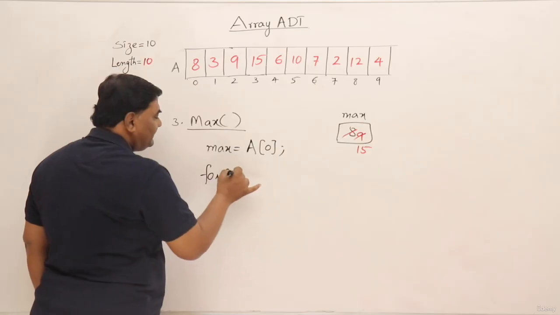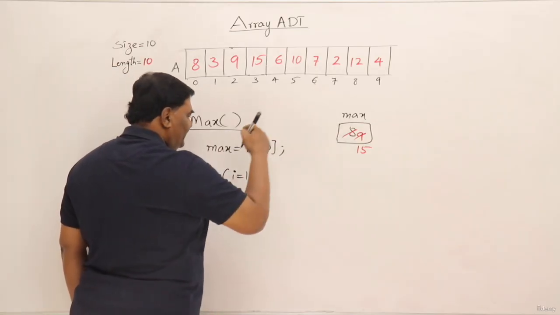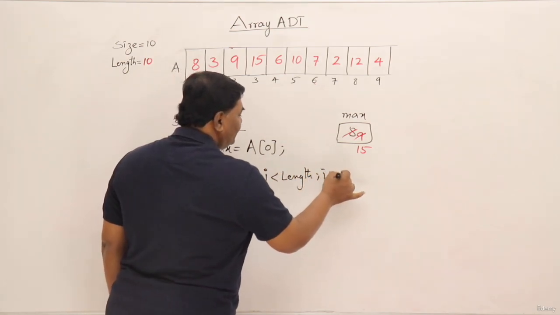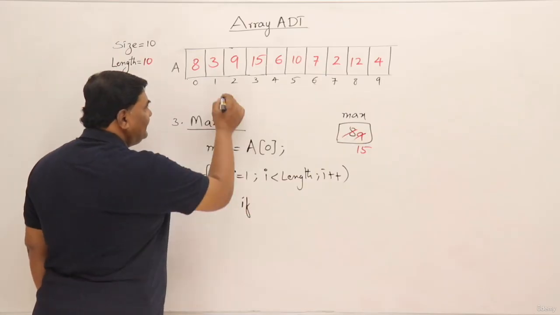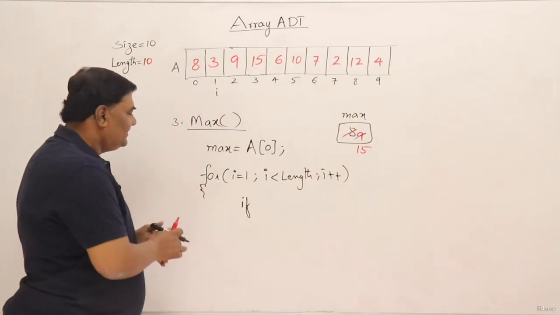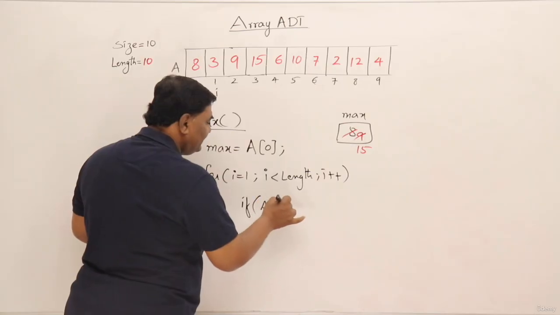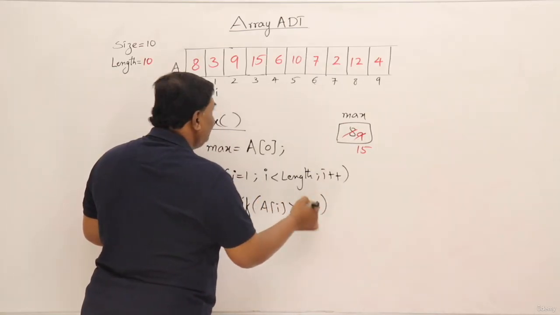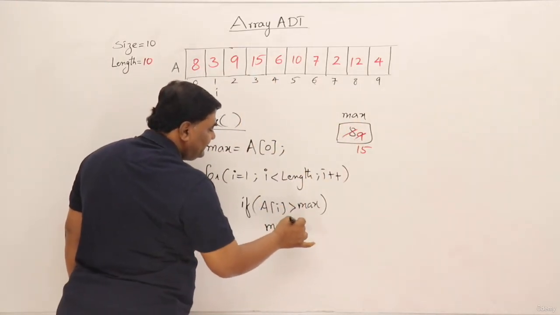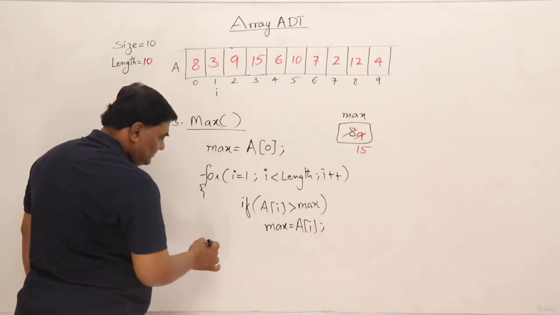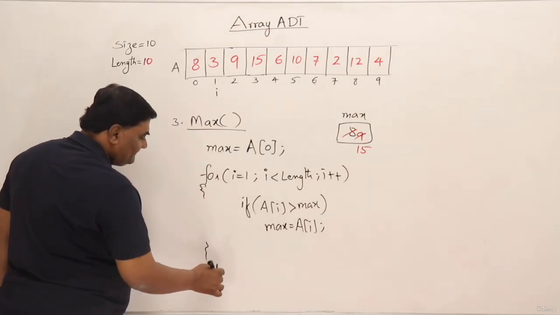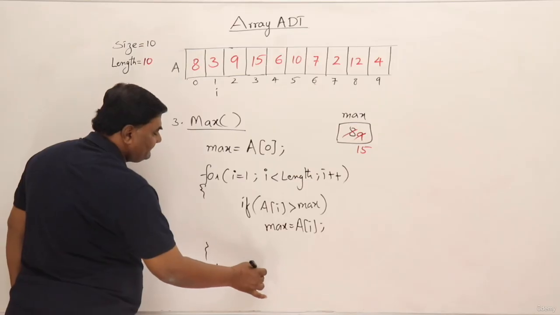So for i assigned from 1 onwards, because the 0th element we have already taken in max, then i is less than length, and i plus plus. Now what do I have to do every time? As i is starting from here, I should check whether A of i is greater than the maximum, that is this max. If any element is greater than that max, then copy that element in max. So inside max, copy that element A of i. That's all. So at the end of this loop, we will have the largest element in max. If you want, you can return this one, return max.